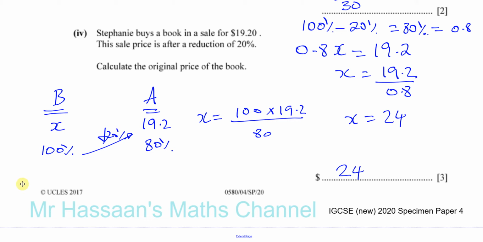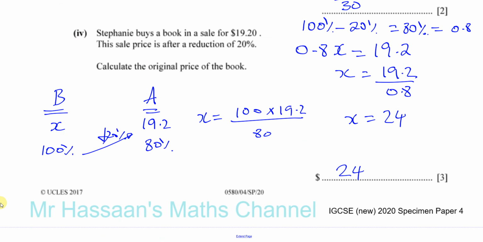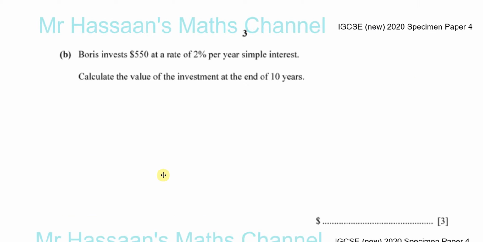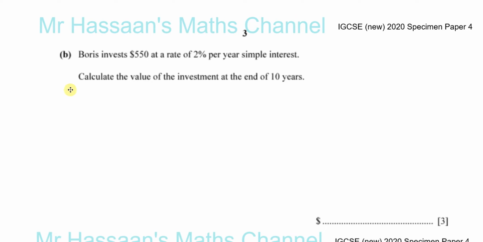Okay, so those questions are about ratio and percentages, and there's also another question, part B. Okay, I'll just do this whole question as one big question, ratio and percentages. This is actually about interest, and this question is about simple interest.